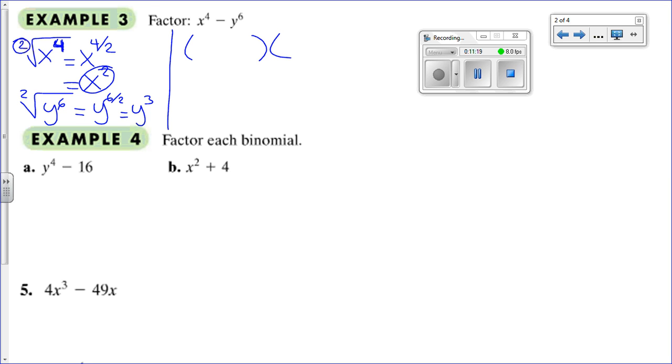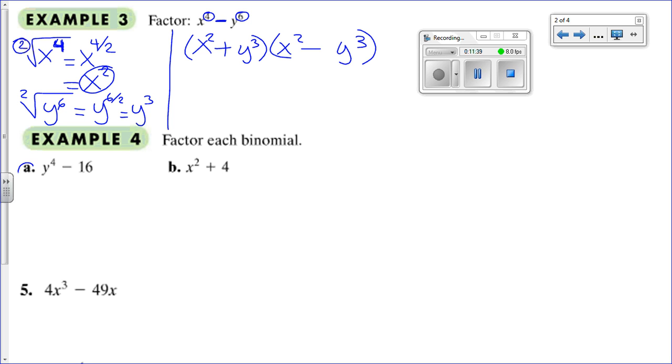So what I'm going to do here is factor the difference of squares. Again, it is a difference of squares because we're subtracting, and the powers are even numbers. So this will be x squared, y cubed, we make one positive and one negative, and that's it, we're done.